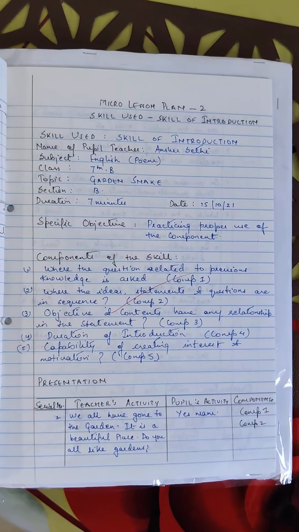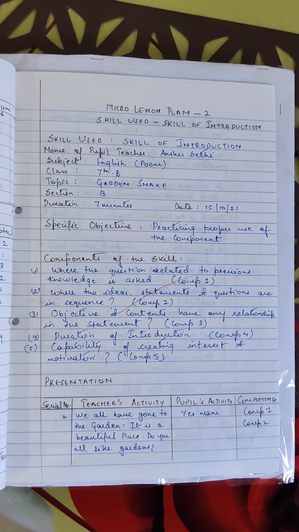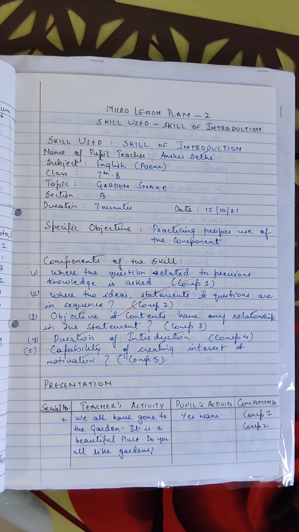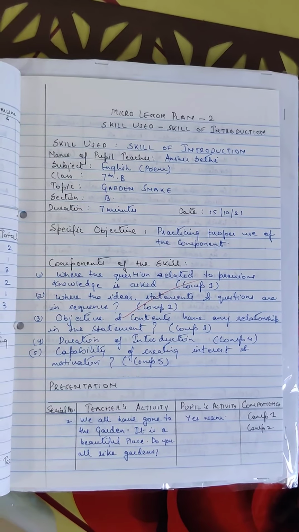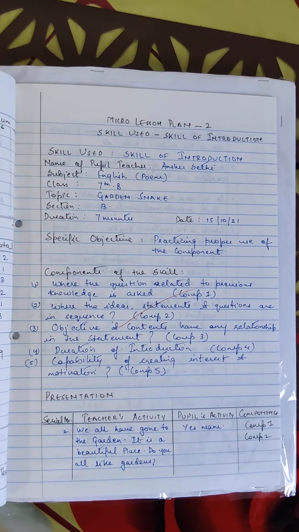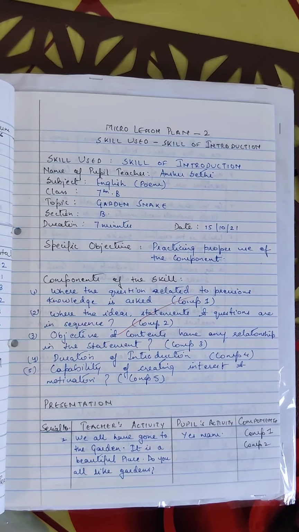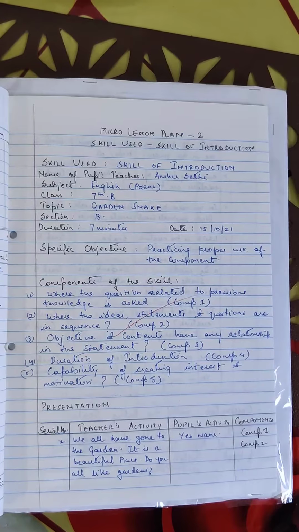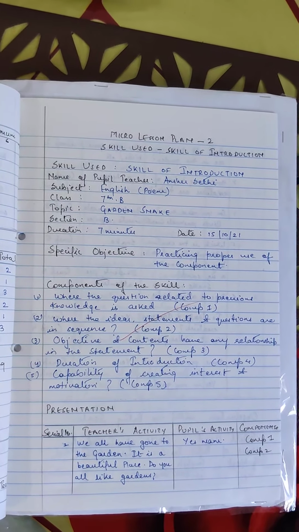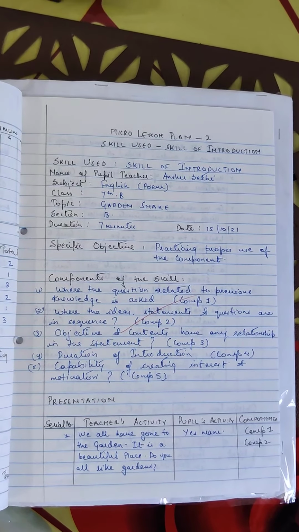As you can see over here, first we'll write the skill used. Second, the name of the pupil teacher, then subject, class, topic, which is the name of the lesson, section, duration. Micro lesson plans are usually for 6 to 7 minutes only. Then we write the specific objective, which is practicing proper use of the component. After that, we write the components of the skill, as you can see over here.